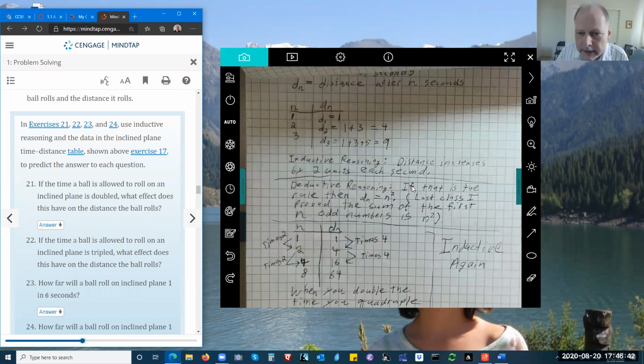Then deductive reasoning, he says, well, if that's true, if I'm just adding up 1 plus 3 plus 5, and then 1 plus 3 plus 5 plus 7, and so forth, if that's the rule, then the distance is n squared. It's going to go 1, 4, 9, 16, and so forth. That's from last class. Okay. So now we think we have the rule.